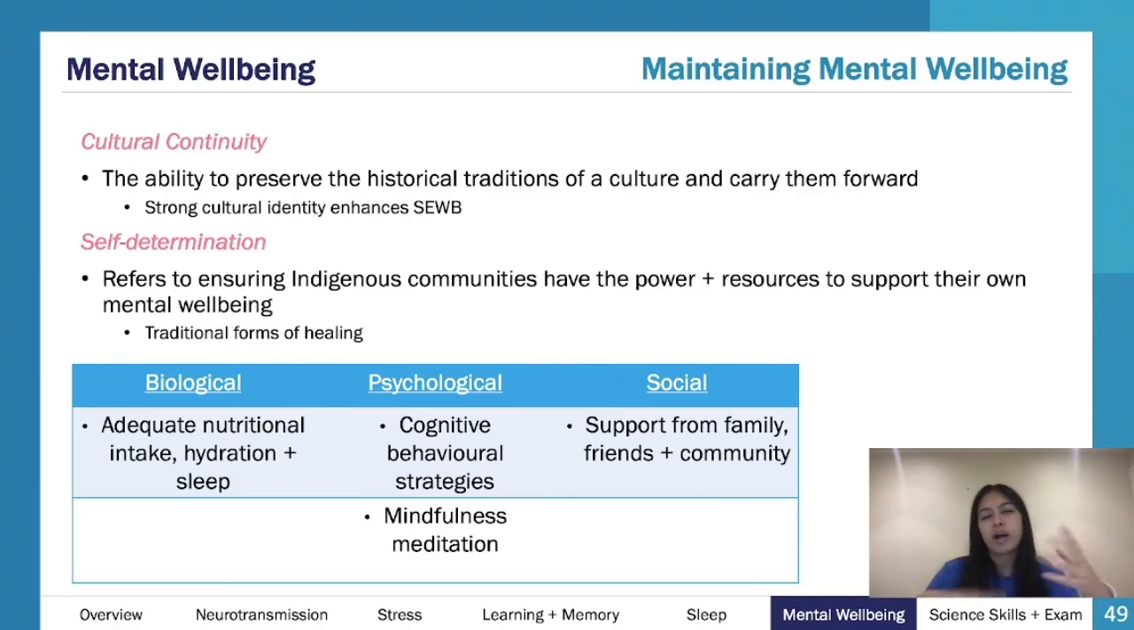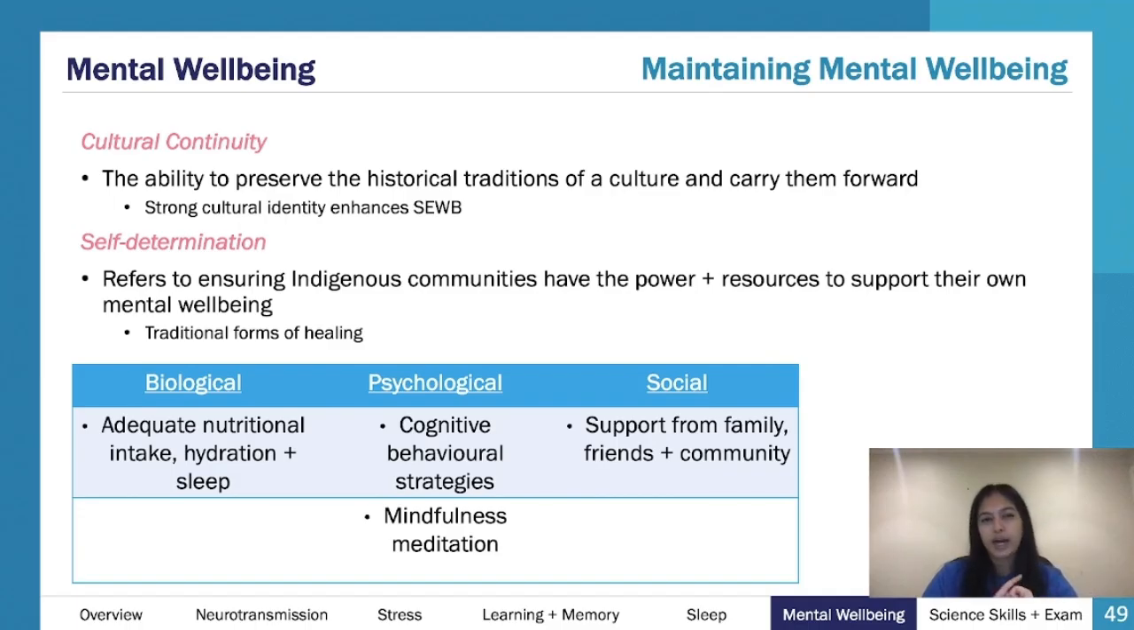Looking at your biological, it is very straightforward: basically eating well, drinking enough, and sleeping well. It allows your biological functioning and also understanding how that impacts your mental well-being. Looking at your social, so cognitive behavioral strategy. So again, thinking about your CBT, this idea of replacing any maladaptive or negative thoughts or behaviors that can harm your mental well-being and replacing them with ones that are more beneficial.